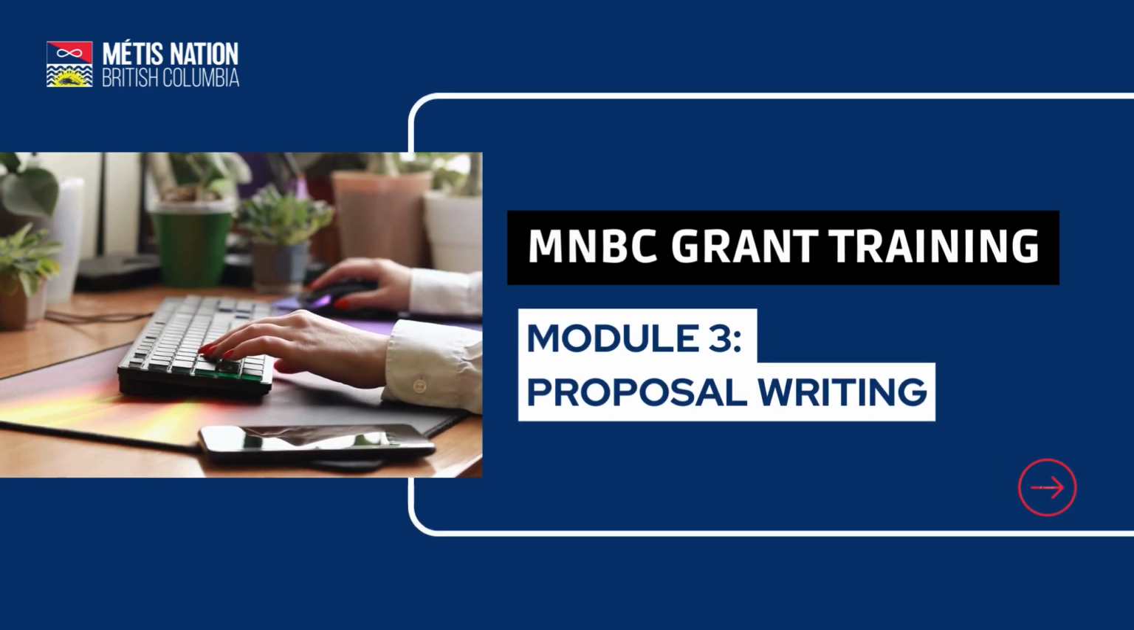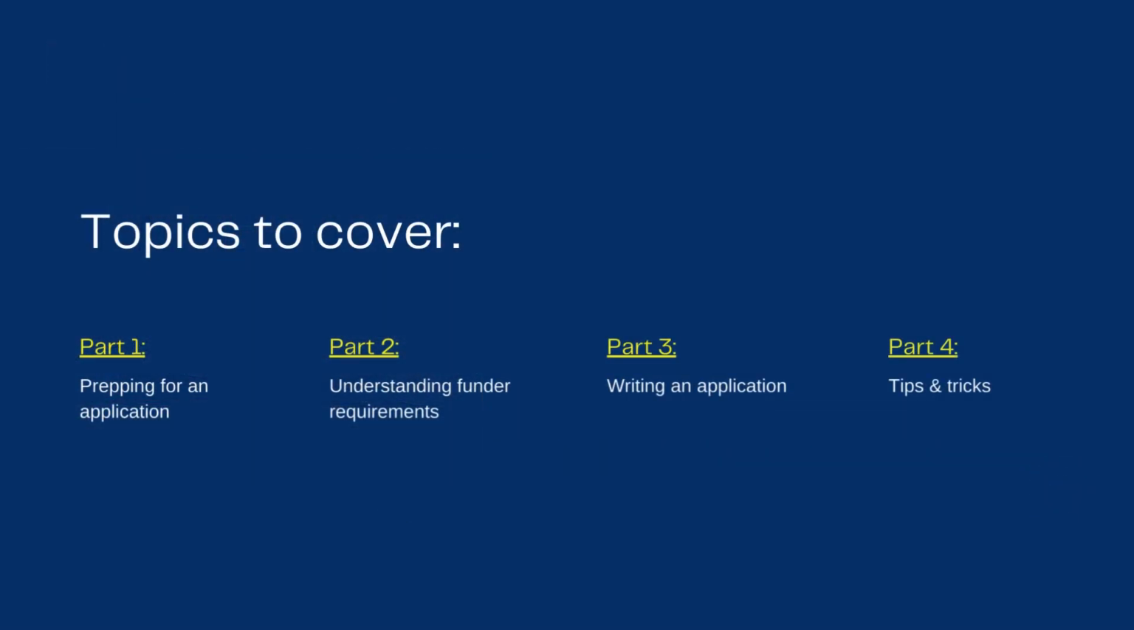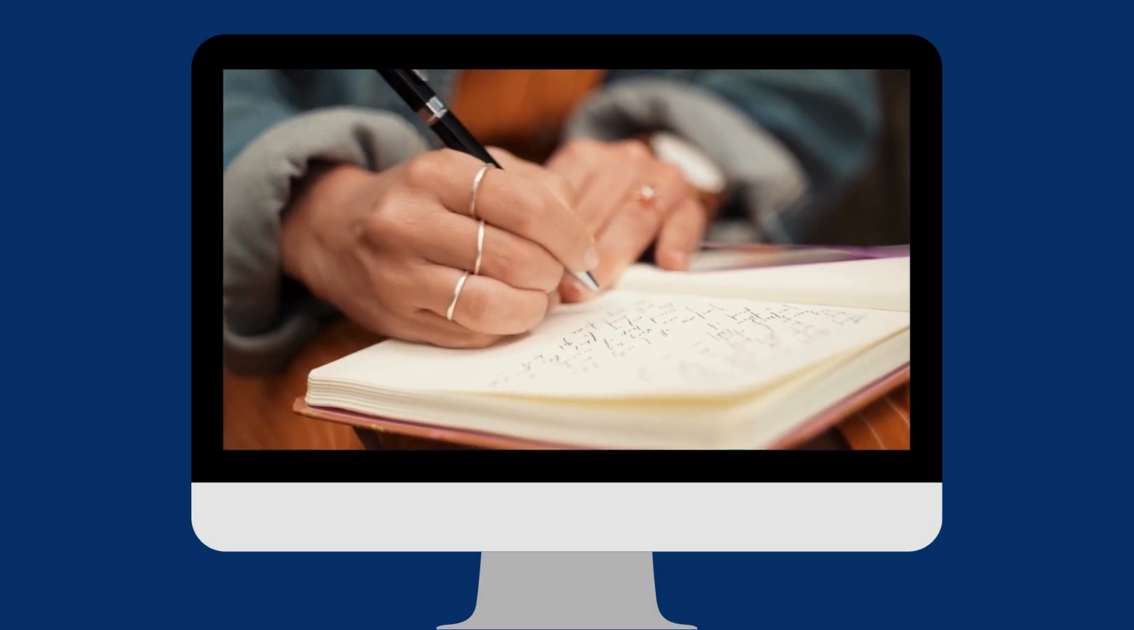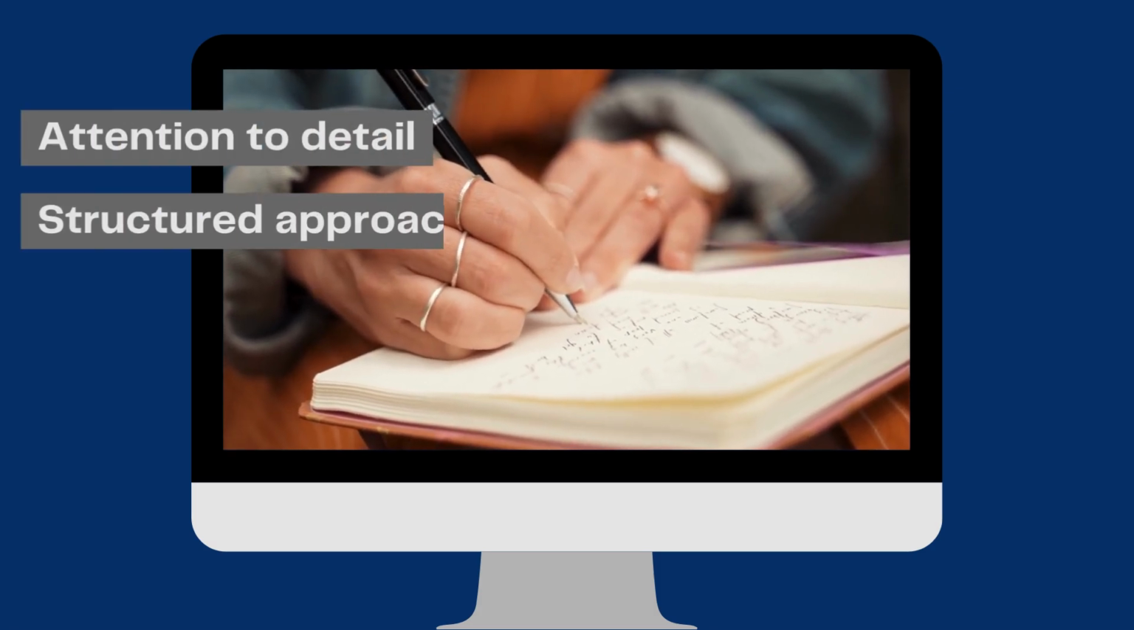Welcome to Module 3. Here we are going to go over the intricacies of writing an application. Here are some of the things we're going to go over. Writing a grant application is an art that requires attention to detail and a structured approach.